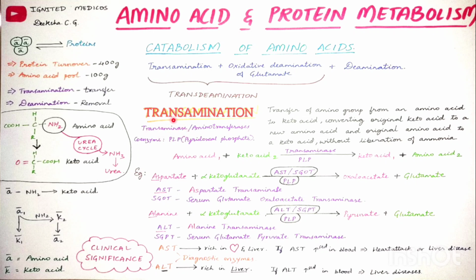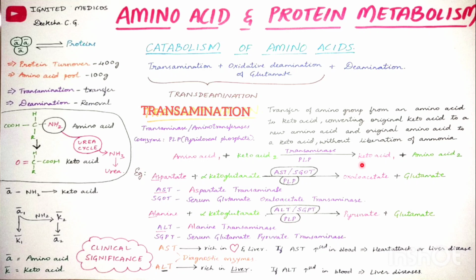As the name suggests, it is transaminase, and it is also called aminotransferases, as there is transfer of amino groups, right? And the coenzyme used in this process is PLP, or pyridoxal phosphate. As I said, you can focus on pink written ones and green written ones. Here, amino acid 1 is converted into keto acid 1 and keto acid 2 is converted into amino acid 2. You can understand this with an example easily.